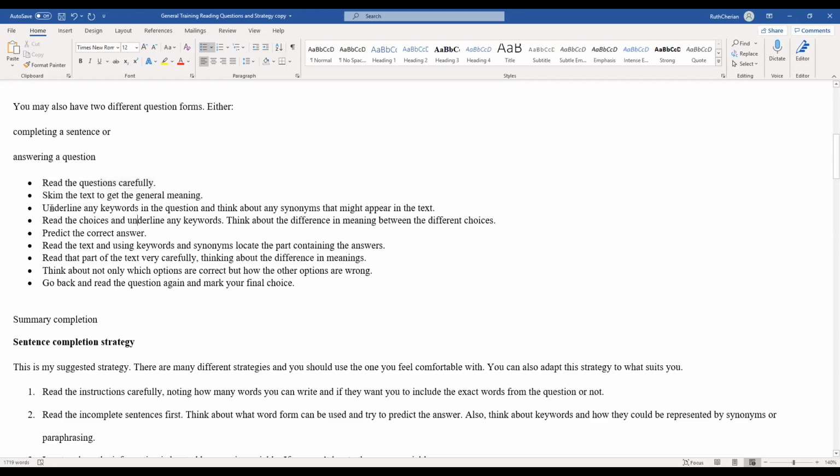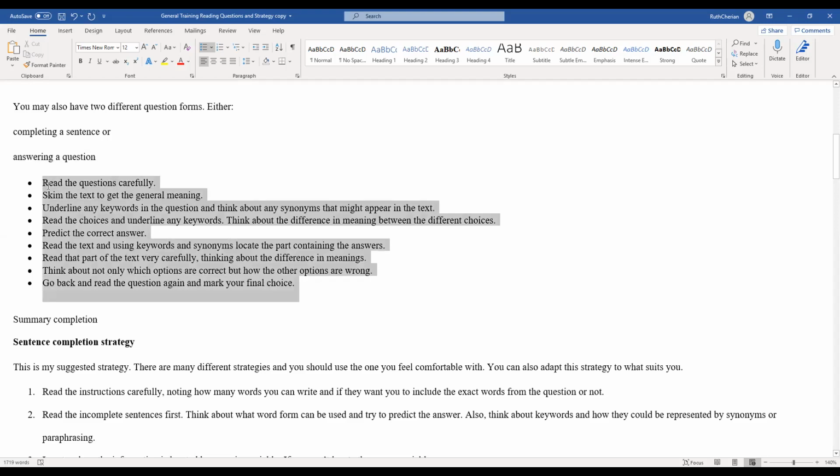Then come back to your question and underline any keywords in the question and think of the synonym. Then read your choices and try to understand what's the difference between each of those multiple choice sentences. Then go back to your text and locate where the answers are. So first read the statement, go back to your text and understand where it's located, and then very carefully mark it.